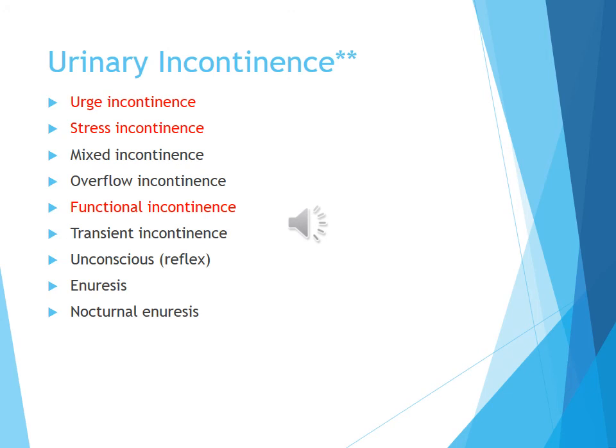You have the mixed and overflow incontinence, and then you have the functional incontinence, which happens in older people who have normal bladder control, but because they maybe have arthritis or any other disorder that makes it difficult for them to move quickly, they'll be incontinent of urine. So it won't be that it's really anything wrong with the bladder, it's just that they can't move fast enough to get to the bathroom. Then you have the transient unconscious enuresis and nocturnal enuresis.